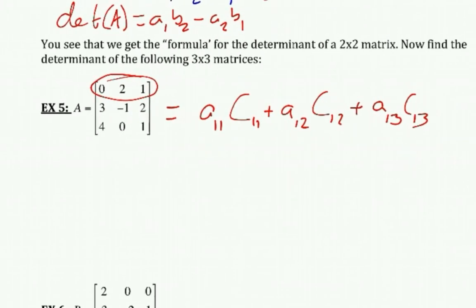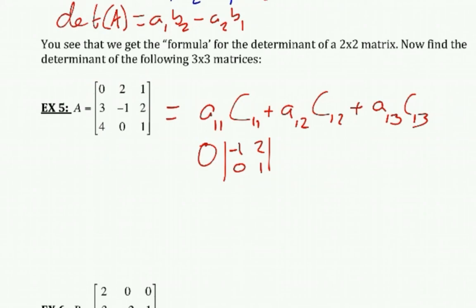Now, A sub 1,1 is 0. The cofactor is as if we cross off row 1 and column 1, so we're just left with that matrix of negative 1, 2, 0, 1. We'll clean that up in a second. Sorry, let me erase some of this.